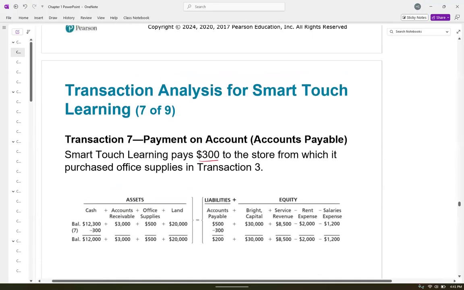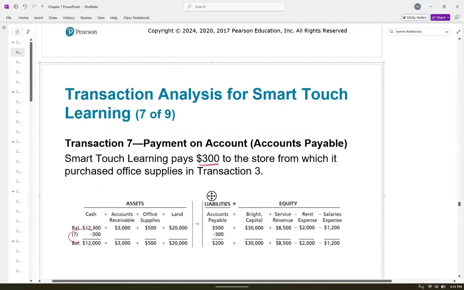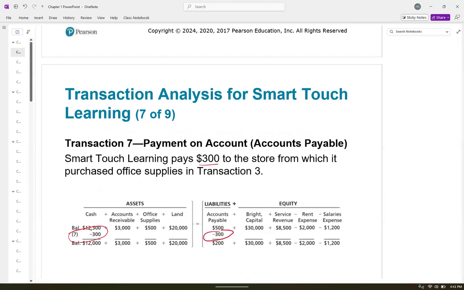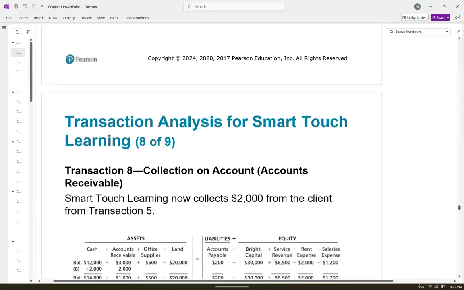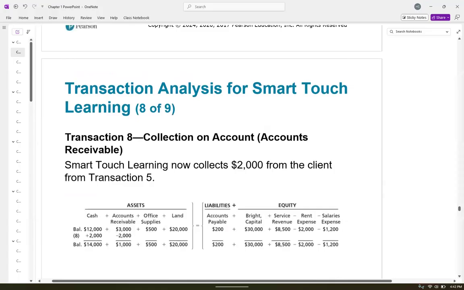Okay. So cash is going down right here. Okay. Cash is going down right there. And then the accounts payable is going to go down as well by the same amount. Okay. We're just paying the bill. Okay. So do you see how it kind of doesn't make sense to go in here and subtract office supplies? We still have the office supplies. Okay. Just because we paid the bill doesn't mean we have used up the supplies yet.